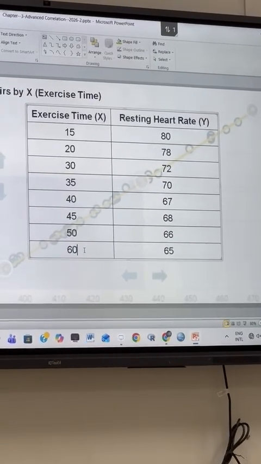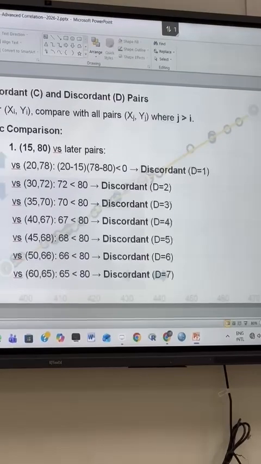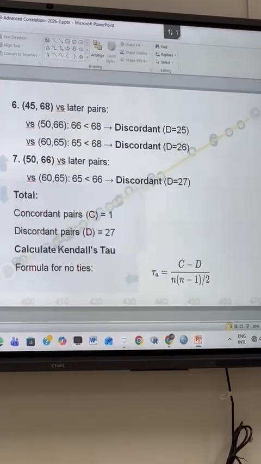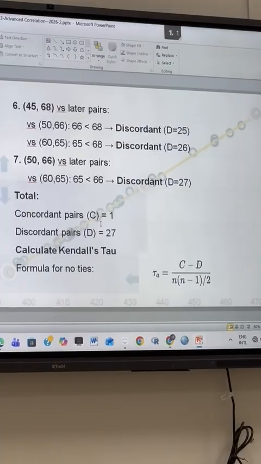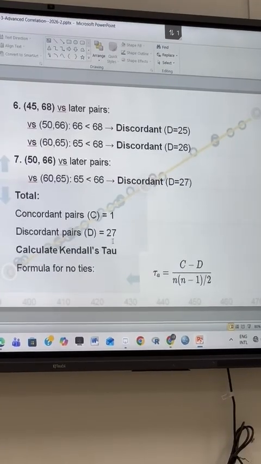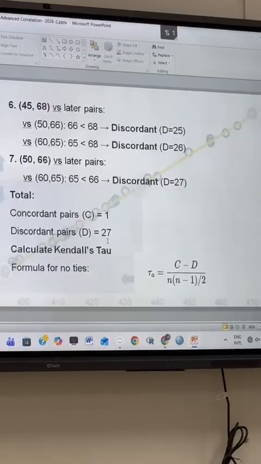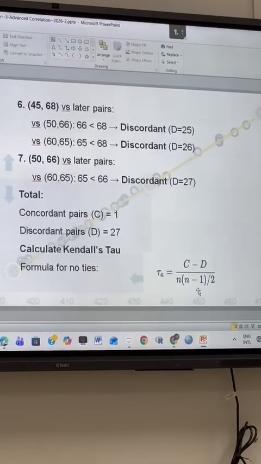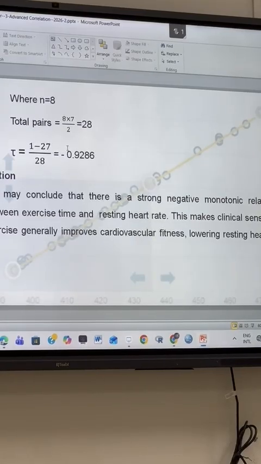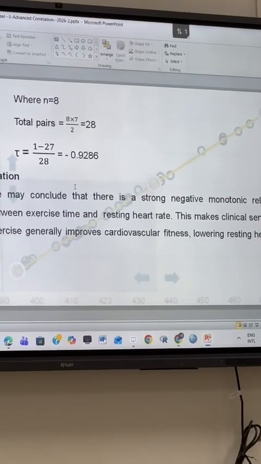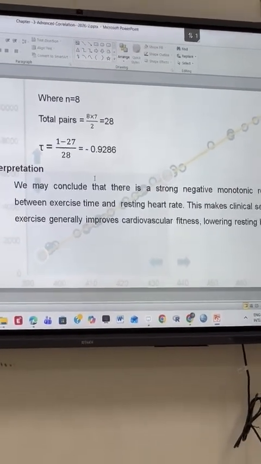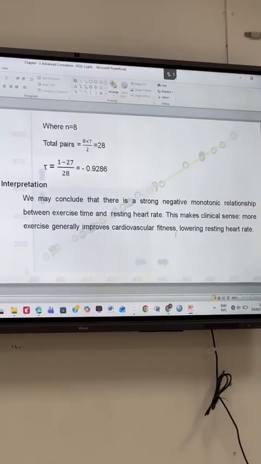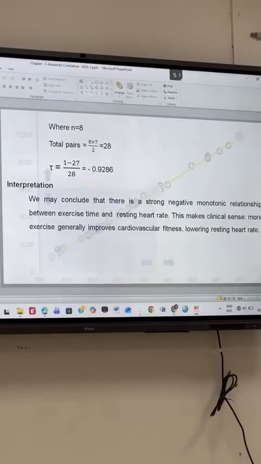Now here, how many concordant pairs? At the last we find out here. Total number of concordant pairs is 1. Discordant pairs is 27. Okay? What is the value of the Kendall-Tau? You substitute the values in the formula and find the result. What type of correlation? Very high and positive correlation. What is your decision? What is your conclusion? Clear?